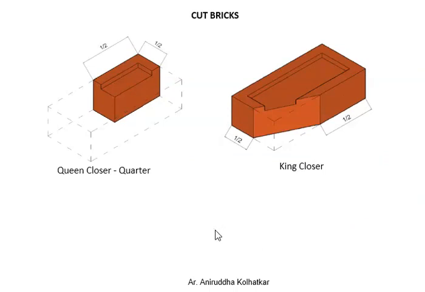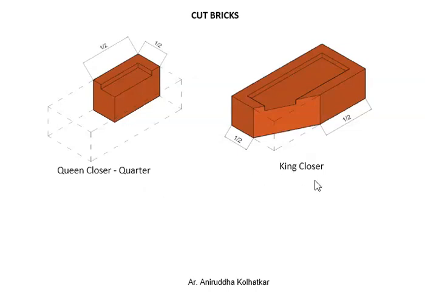The last two types of cut bricks are the queen closer quarter and the king closers. Queen closer quarter means, earlier we had seen that if the brick is cut along its entire length like this into half, then it is called a queen closer. Now if we further cut the queen closer into half again, what we'll get is a queen closer quarter. So the entire brick is now cut into 4 pieces, 1, 2, 3, 4. The other 3 pieces are not visible here. So one of these pieces will be called a queen closer quarter.